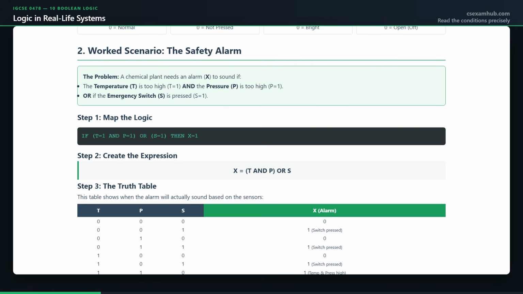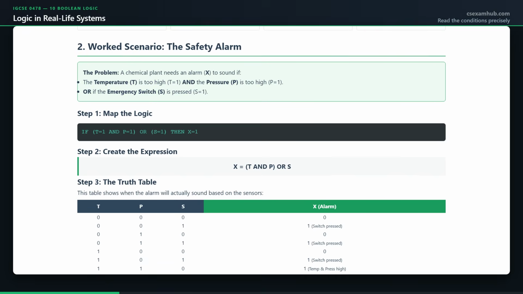But the emergency switch is joined by the word or. It triggers the alarm entirely on its own, regardless of what the temperature and pressure are doing. That distinction between and or is what you are being tested on. When you meet one of these questions, underline every and every or in the wording before you write anything down.